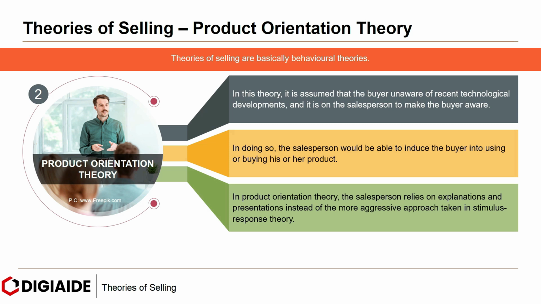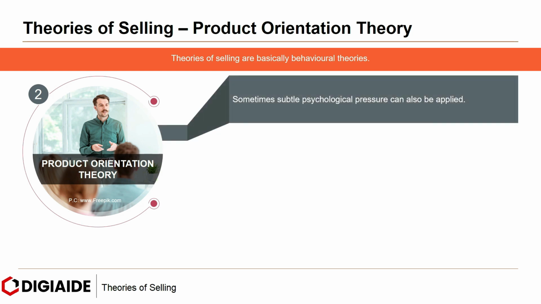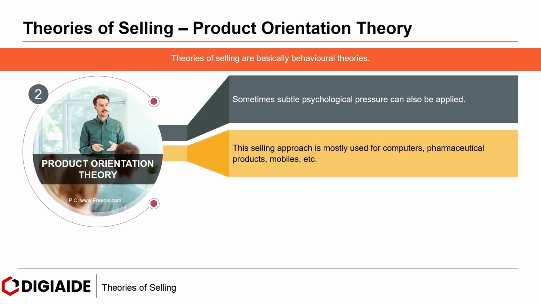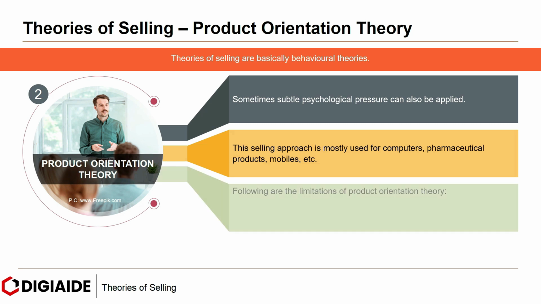In product orientation theory, the salesperson relies on explanations and presentations instead of the more aggressive approach taken in the stimulus response theory. Sometimes, subtle psychological pressure can also be applied by the salesperson. This selling approach is most commonly used for computers, pharmaceutical products, mobiles, etc. Following are the limitations of the product orientation theory.